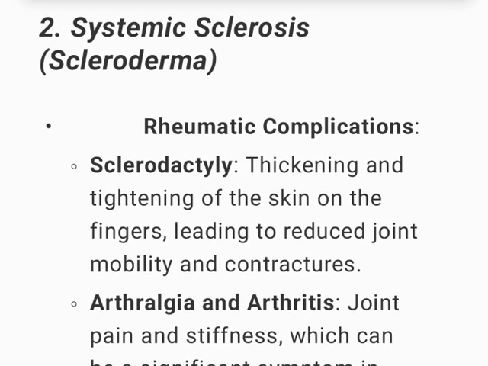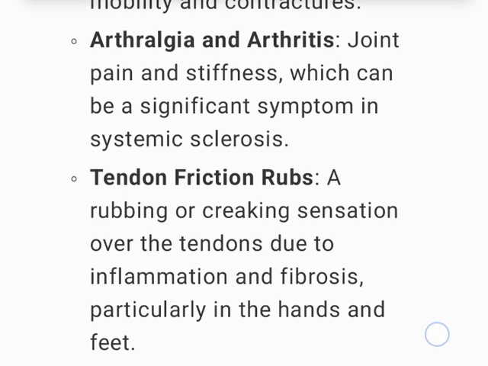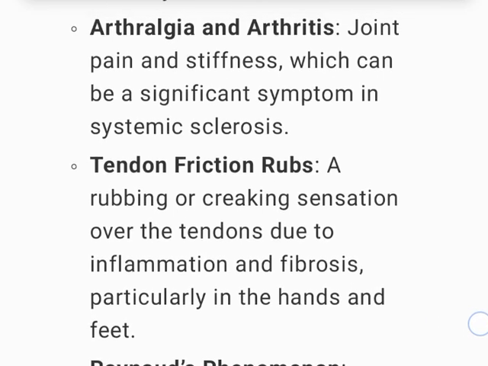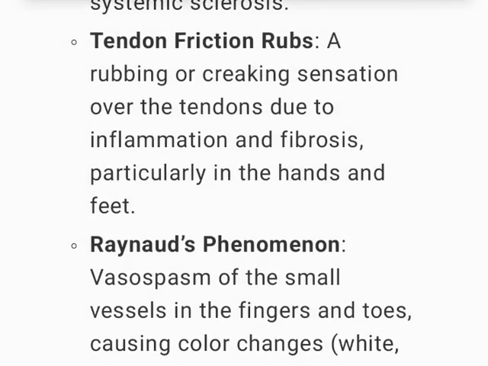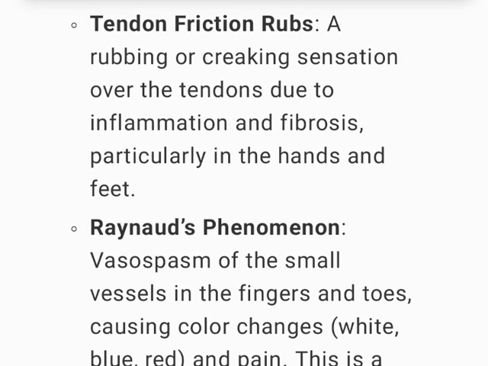2. Systemic sclerosis, scleroderma. Rheumatic complications: sclerodactyly, thickening and tightening of the skin on the fingers, leading to reduced joint mobility and contractures. Arthralgia and arthritis, joint pain and stiffness, which can be a significant symptom in systemic sclerosis. Tendon friction rubs, a rubbing or creaking sensation over the tendons due to inflammation and fibrosis, particularly in the hands and feet.